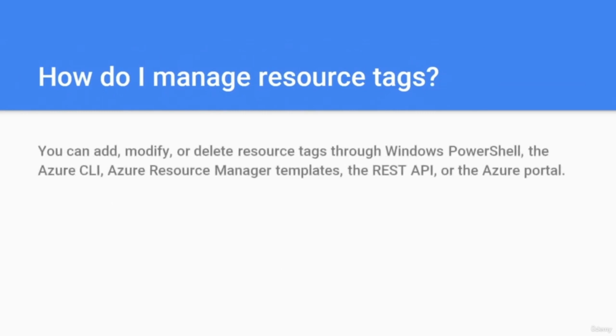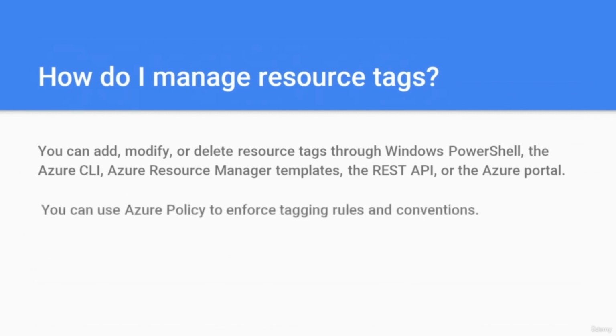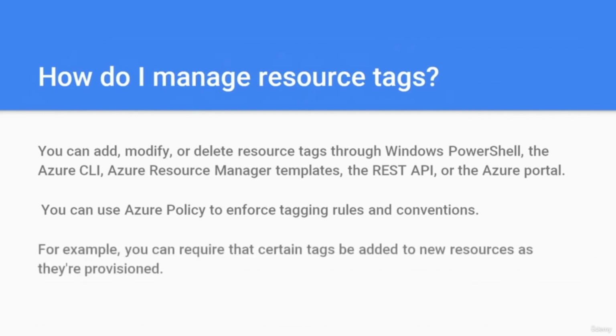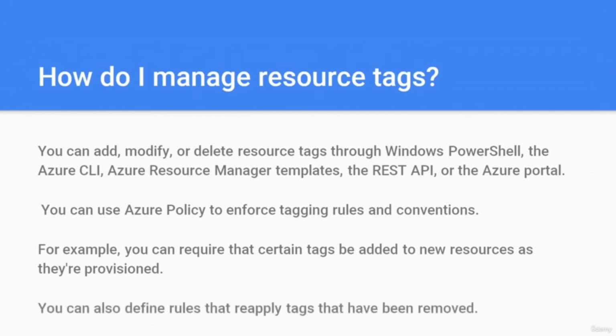How do I manage resource tags? You can add, modify, or delete resource tags through Windows PowerShell, the Azure CLI, Azure Resource Manager templates, the REST API, or the Azure portal. You can use Azure Policy to enforce tagging rules and conventions. For example, you can require that certain tags be added to new resources as they are provisioned. You can also define rules that reapply tags that have been removed.